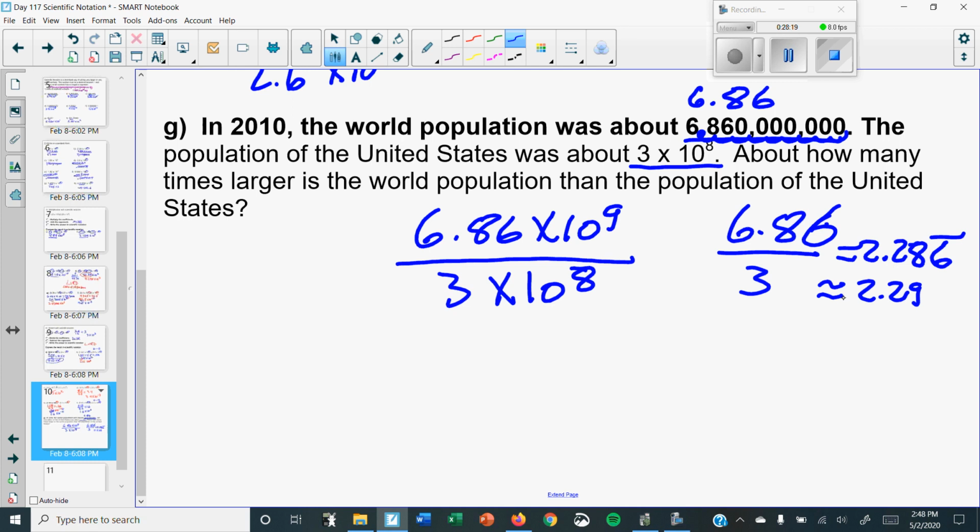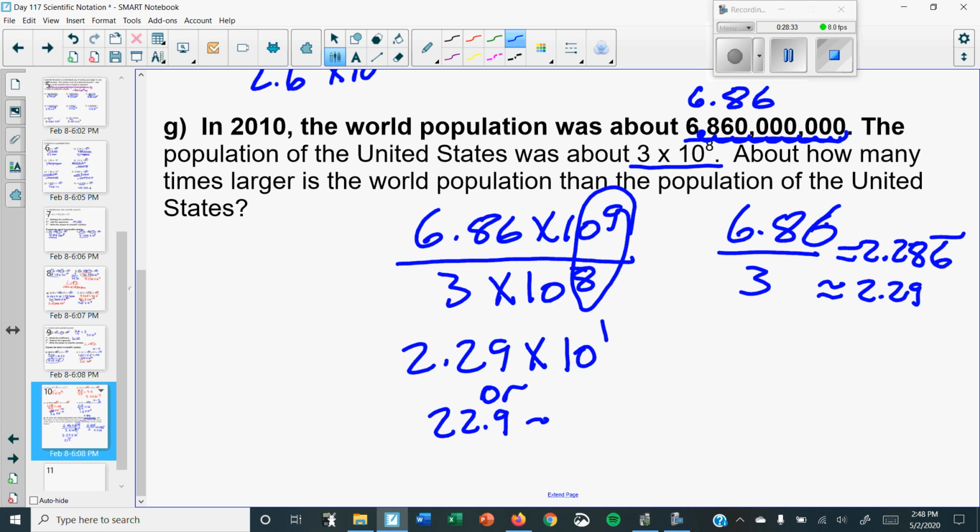Okay? And then when you divide, just subtract the exponents. So 2.29 times 10 to the first. You could just write that, or you could just say it's about 22.9, which is about 23 times larger than the population of the United States. We don't usually ask you questions like that, but yeah, about 23 times larger.